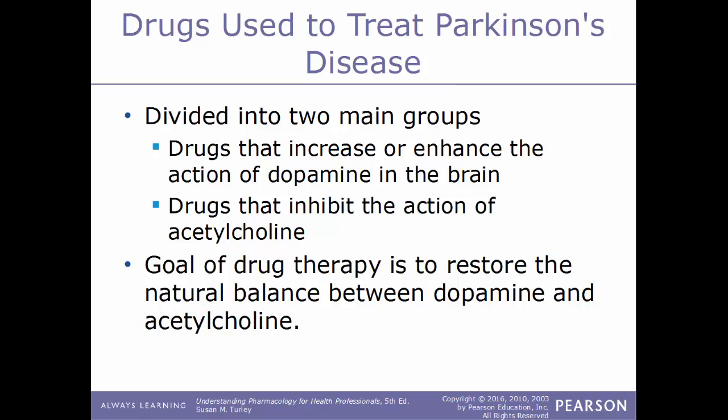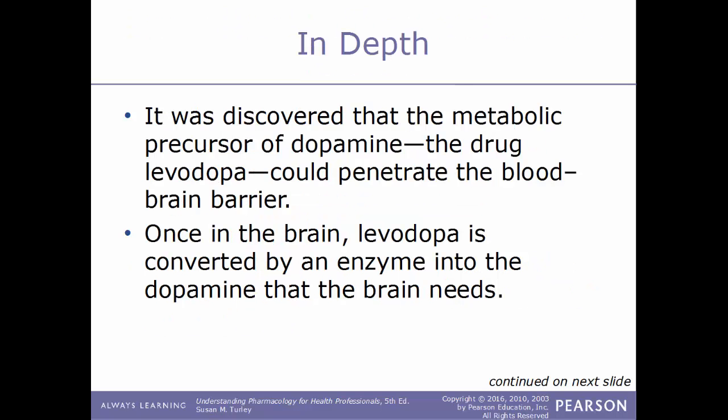Now when it comes to the drugs that are used to treat Parkinson's, they're divided into one of two main groups. Drugs that will either increase the action of dopamine in the brain, or drugs that will inhibit the action of acetylcholine. And the goal of the drug therapy here is to restore the natural balance between the levels of dopamine and acetylcholine. Alright, now I'll talk a little bit more in depth about dopamine. It was discovered that the metabolic precursor of dopamine, the drug levodopa, could penetrate the blood-brain barrier.